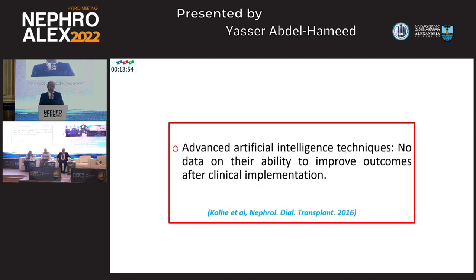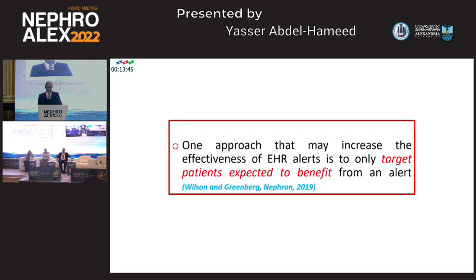So for advanced artificial intelligence, unfortunately, there are no data on its ability to improve outcome after clinical implementation, and this was in 2016. It was suggested, and it makes sense and is logical, that this approach may increase its effectiveness when we target the patients expected to benefit, not all patients in the ICU. If we target a certain group of patients that can benefit, this may add to the outcome benefit of this patient, not to disperse our efforts.